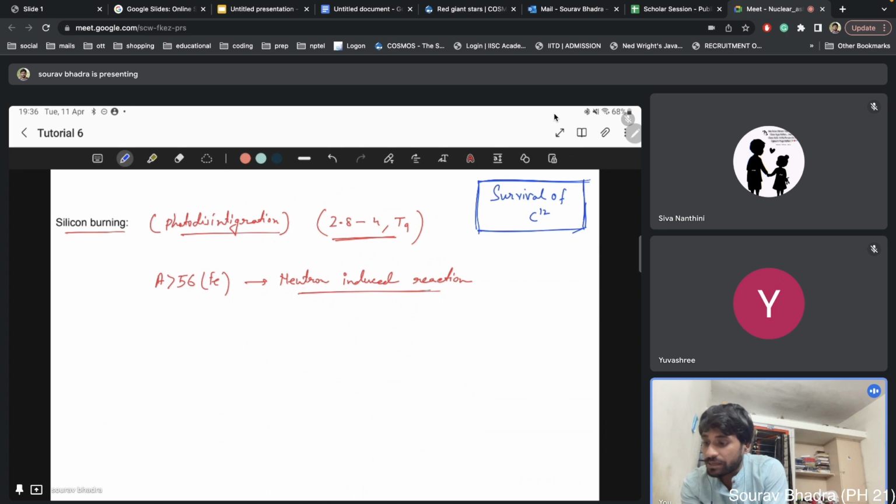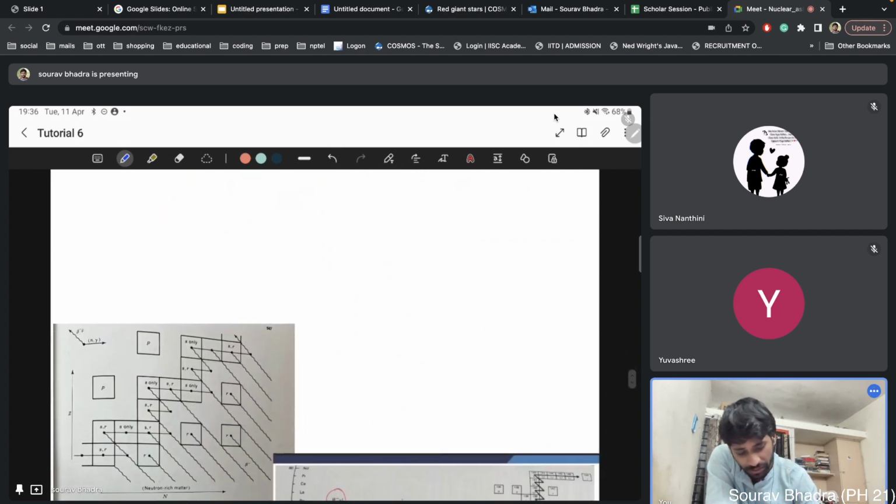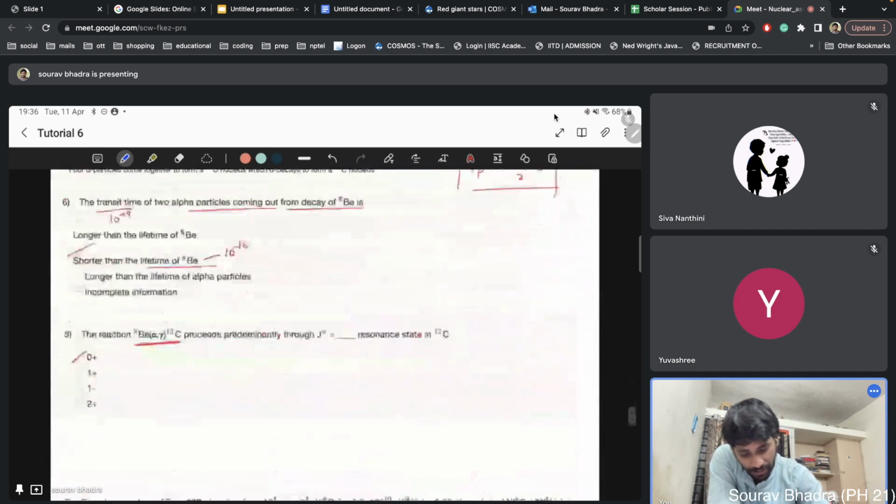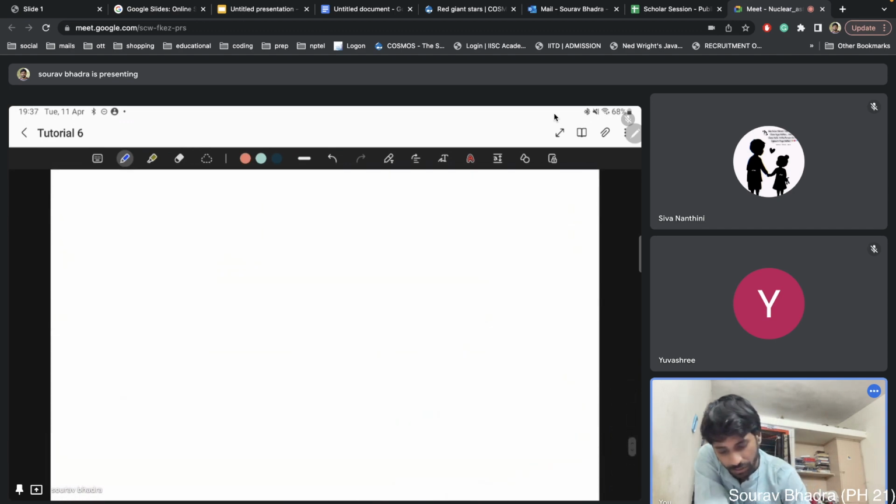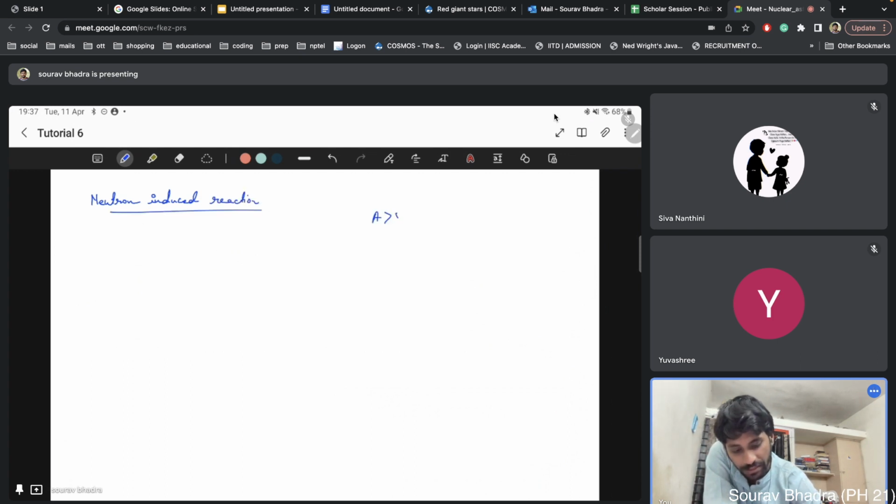But I think the important thing is I should give a brief overview of the neutron induced reaction today. So this is the neutron induced reaction. So as I told you, if A is greater than 56, then this reaction dominates. That neutron reaction dominates, this reaction actually takes place.